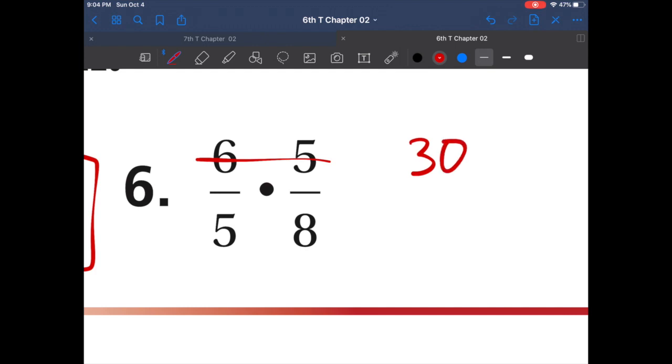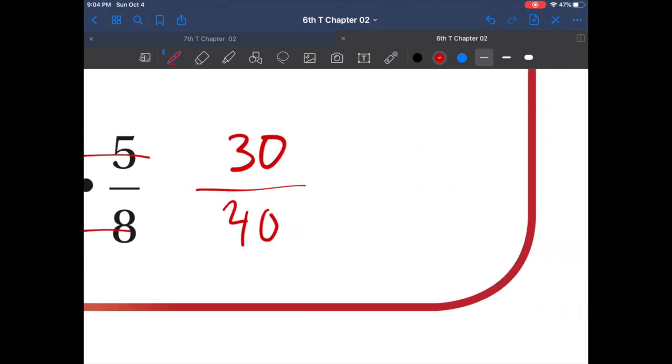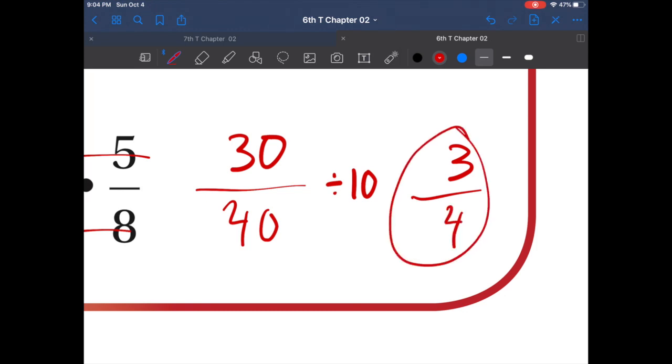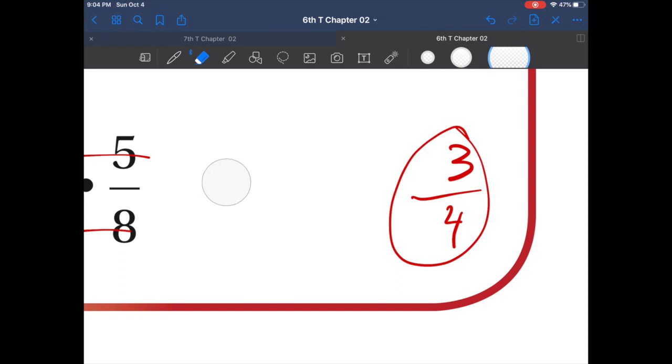6 times 5 is 30. 5 times 8 is 40. So now we need to simplify. What number goes into 30 and 40? Let's divide by 10. So 30 divided by 10 is 3. 40 divided by 10 is 4. 3/4. All right, so that's one way to do it.